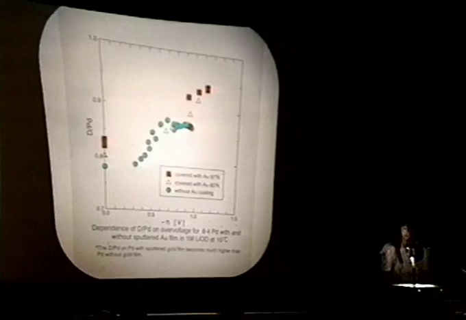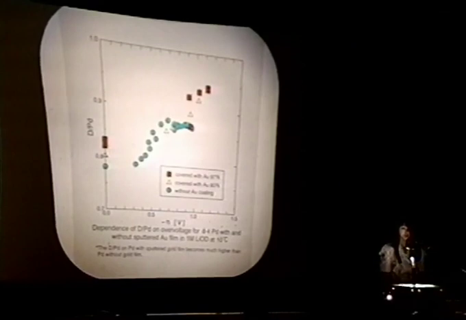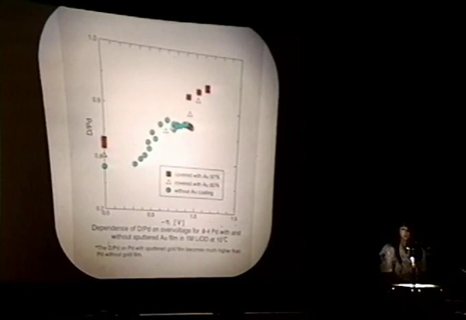Next figure shows dependence of D over PD on overvoltage for palladium with and without sputtered gold film in 1 molar LiOD at 10 degrees centigrade. The D over PD on palladium with sputtered gold film becomes much higher than palladium without gold film.